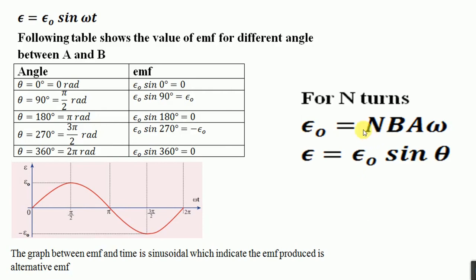So the direction and magnitude of the EMF produced by the rotating coil is alternating EMF. If you have n number of turns, then we can write E naught is equal to nBA omega, and E is equal to E naught sine theta or sine omega t also. So now let's solve one question.